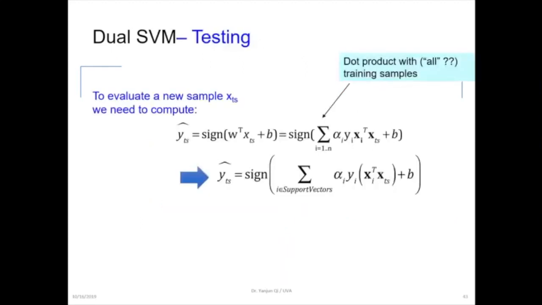This relates to testing, which we already did. This formulation is the dot product with all the training samples, because w equals the summation over all the training samples. But in fact, during testing, what you really need is only those points that have alpha_i not equal to zero.